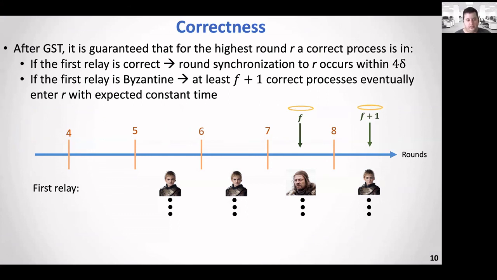So in an infinite run, we have an infinite number of rounds with a correct first relay. Again, relays are randomly chosen. Therefore, the probability that the first relay is correct is about 2/3. And in an infinite run, we'll have an infinite number of rounds with a correct first relay. Therefore, an infinite number of rounds where the processes synchronize and allow the SMR protocol to reach decisions.